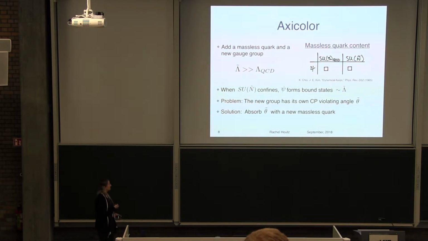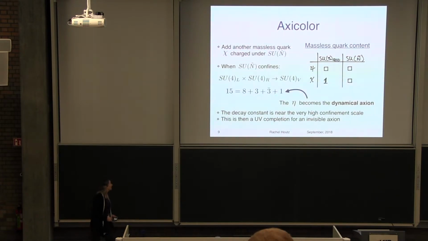And the solution that Kim did is to absorb theta tilde with a new massless quark. So they added a second quark that's only charged under this group. One field-directed redefinition can absorb this theta angle, a second field-directed redefinition can absorb this theta angle, and you solve the strong CP problem.